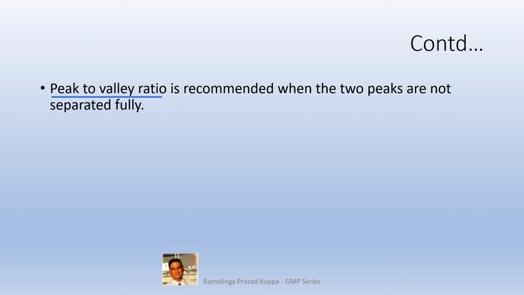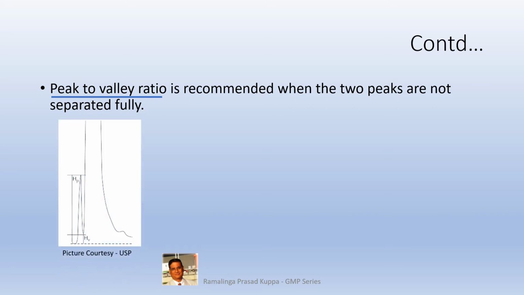Peak to valley ratio is recommended when the two peaks are not separated fully. This happens mostly on shoulder peaks of the main peak. Before the impurity peak comes to baseline, the main peak starts from the valley. See the picture from USP chapter 621 for understanding.